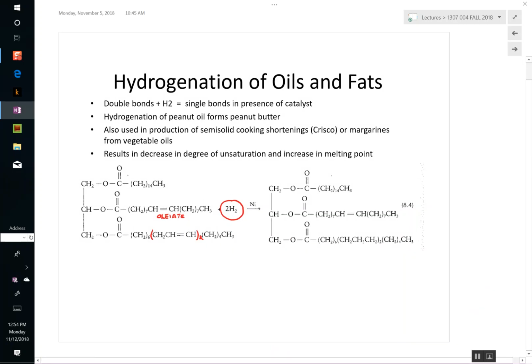But there are 3 double bonds. 1, 2, 3. So we hydrogenate it with a nickel catalyst. No double bond here. We've converted to CH2, CH2, CH2. Because we got rid of the double bond by adding hydrogen to it. But that one is still there. So this is a case where you are partially hydrogenating it. Partially hydrogenated. What does that mean? We haven't eliminated all the double bonds.